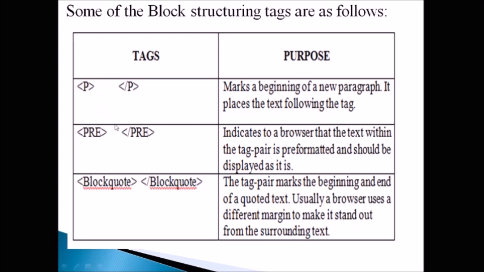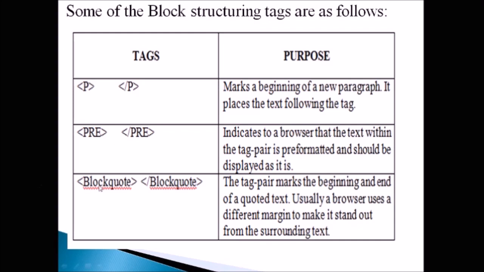In case you want to make a paragraph, first we should start with the tag P, and then we have to give the statements that should be within the paragraph, and then when we close the paragraph, there should be the closing tag of the P. Okay, so likewise we can make a paragraph. And the next tag is PRE, which indicates to a browser that the text within the tag pair is pre-formatted and should be displayed as it is. Okay, so the text which is given within this tag is pre-formatted, which tells the browser that this text format should not be changed by the browser behavior.